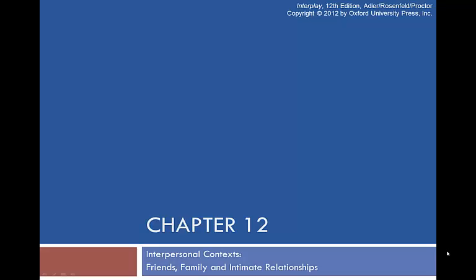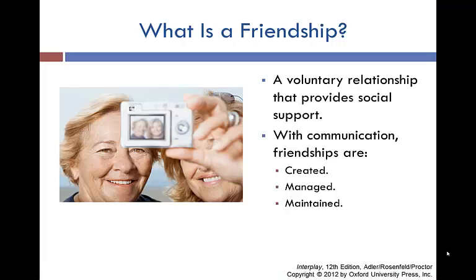In this last unit, we will examine communication within friendships, families, and intimate relationships. As stated, a friendship is defined as a voluntary relationship that provides social support. In examining communication within a friendship, we need to look at how friendships are created, managed, and maintained.